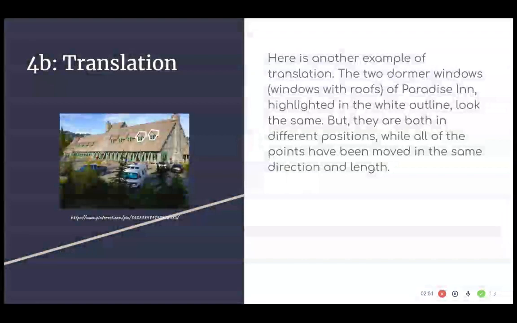Here is another example of translation. The 2 dormer windows, which look like this, which are basically windows with roofs, at Paradise Inn, highlighted in the white outline, look exactly the same, but they are both in different positions, while all of the points have been moved in the same direction and length.